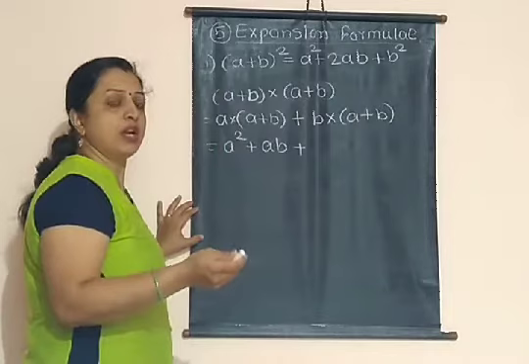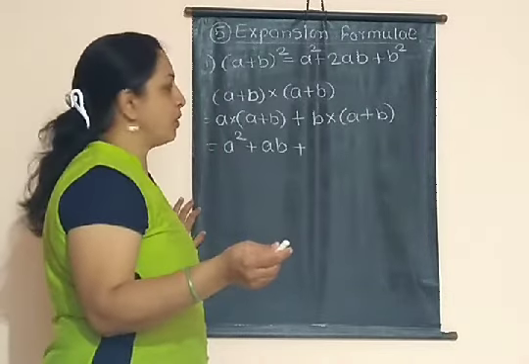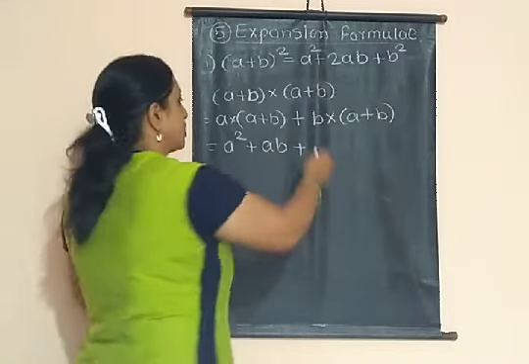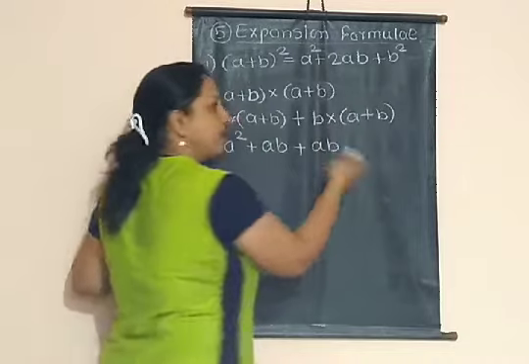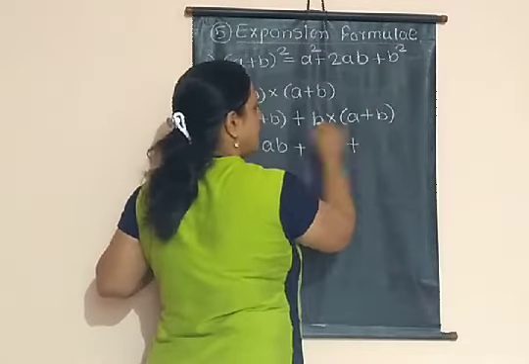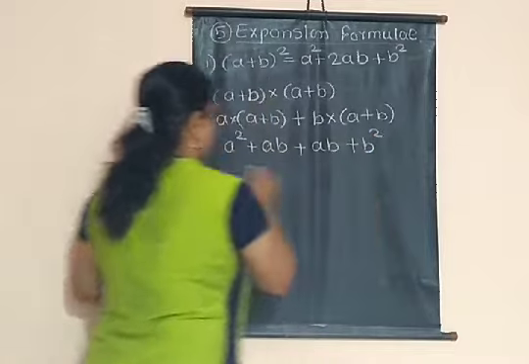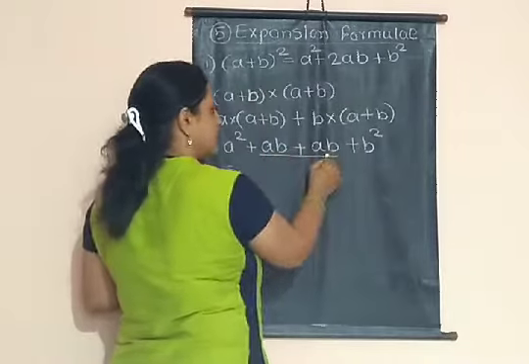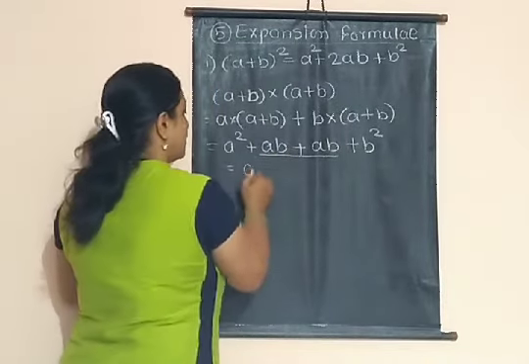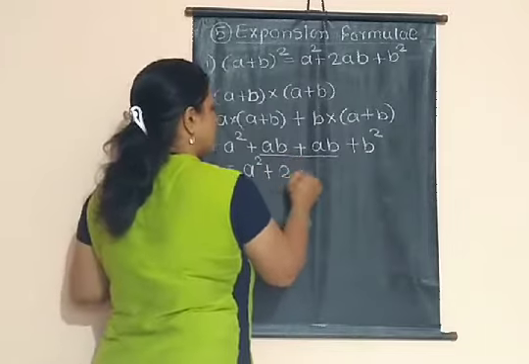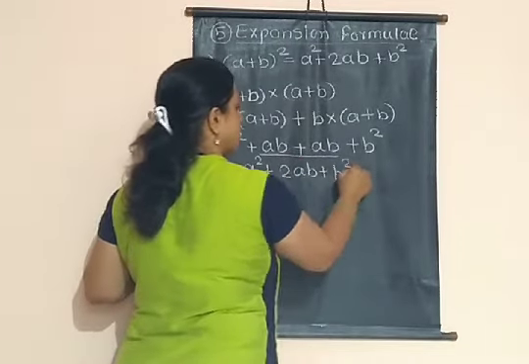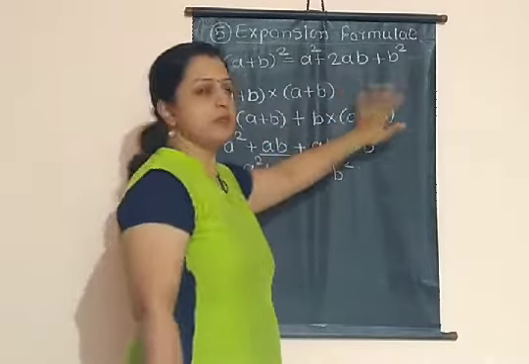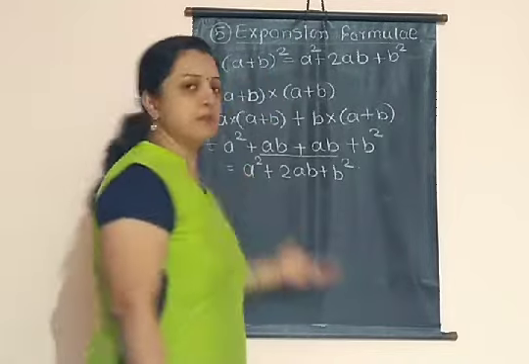You can write ba or ab, there is no difference. If we take the product of 3 into 4, that is 12, and 4 into 3 is also 12. So you can write ab instead of ba. Then plus b into b, that is b square. Let us add these two similar terms, ab and ab. It becomes twice ab, and we get a square plus twice ab plus b square, the expansion of (a plus b) whole square.